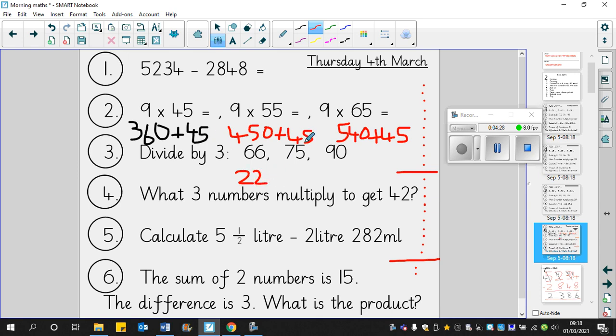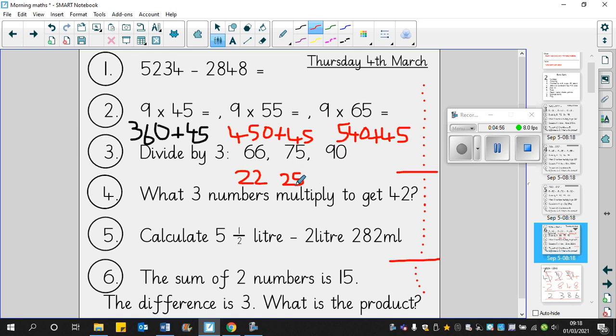Second example, 75 divided by 3. Well, this is 66, so all we need to do really is count on from there. So let's go 69, 72 and 75. So here we've got, and don't forget to count all the dots, we've got 10 there, 10 there, plus another 5 there, so that's 25. So 75 divided by 3 is 25.